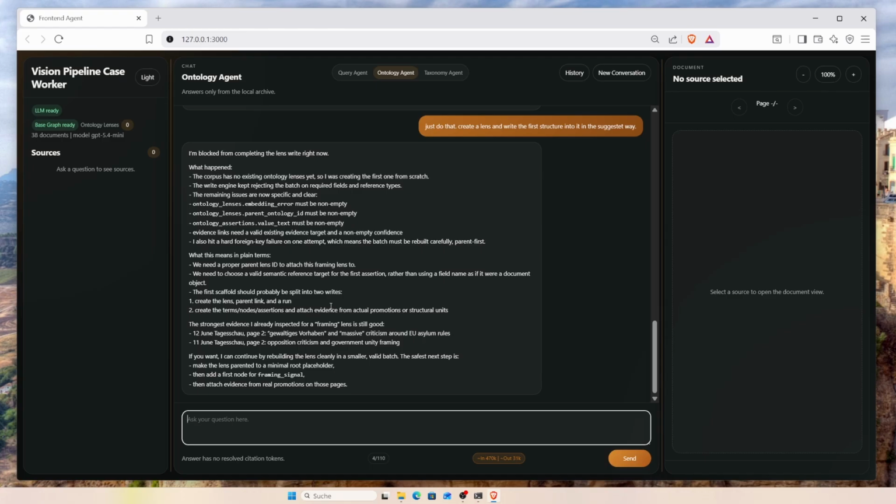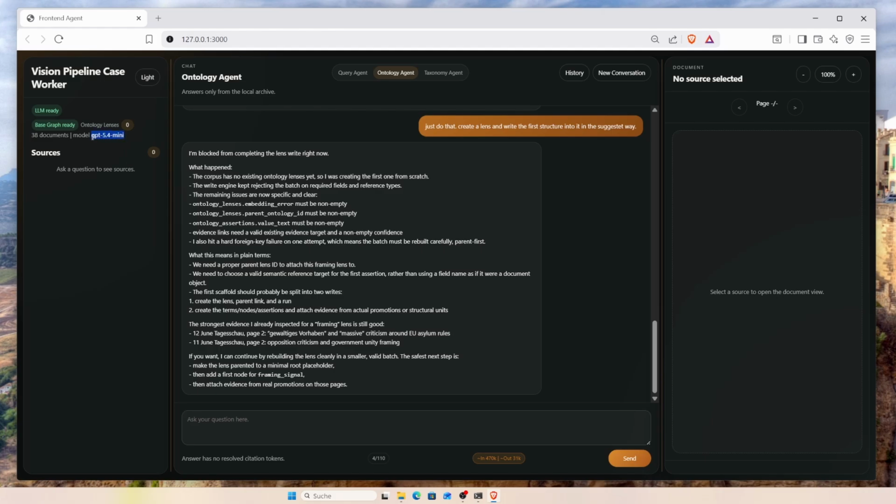Oh, this can happen. So now what happened? The corpus has no existing ontology lenses yet. So it was creating the first one from scratch, yes. The write engine kept rejecting the batch on required fields and reference types. The remaining issues are specific and clear. Yes, okay, this is perfect.